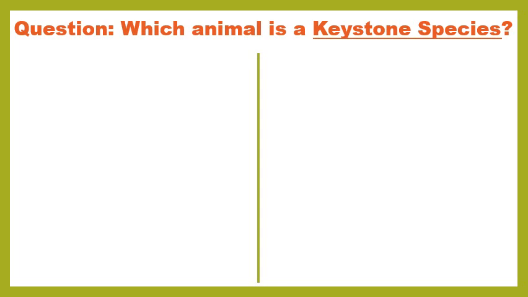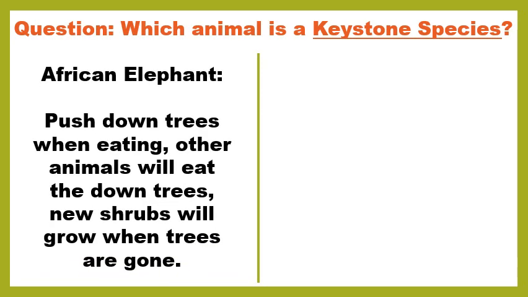All right, I want you guys to quiz yourself one more time before we finish the lesson. I'm going to give you two animals, and I want you to tell me which is the keystone species of the two. Remember, a keystone species is a really important species that helps other animals survive because of what it does. So let's start with the African elephant. An African elephant will eat plants, and it will push trees down when it's eating. And when it pushes down the trees, other animals will eat the downed trees. And even though they technically got rid of a tree, new shrubs will grow when the trees are gone.